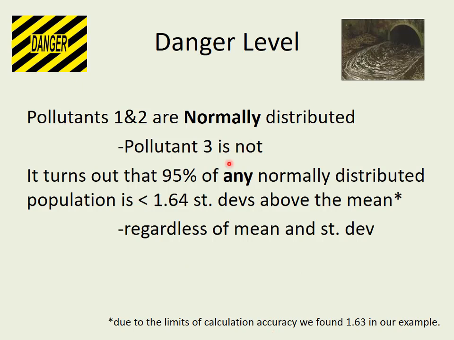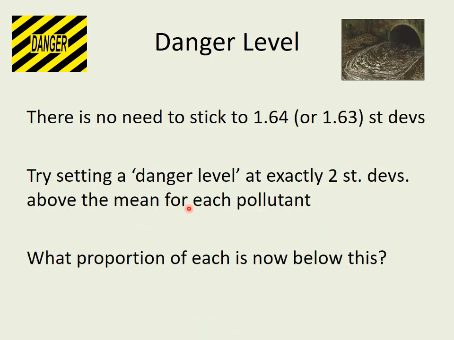Now, pollutants 1 and 2, we say they are normally distributed. And it turns out, in fact, that 95% of any normally distributed population is this same 1.64 standard deviations above the mean. Now, because of something to do with Excel calculation, we found 1.63. But mathematically, it should be 1.64. So the demonstration is 1% inaccurate. But we find that this works for any normally distributed population. And what makes it so useful is that it's regardless of the mean, whether the mean is tiny or huge, whether the standard deviation is tiny or huge, this pattern works. And that turns out to be extremely, extremely useful.